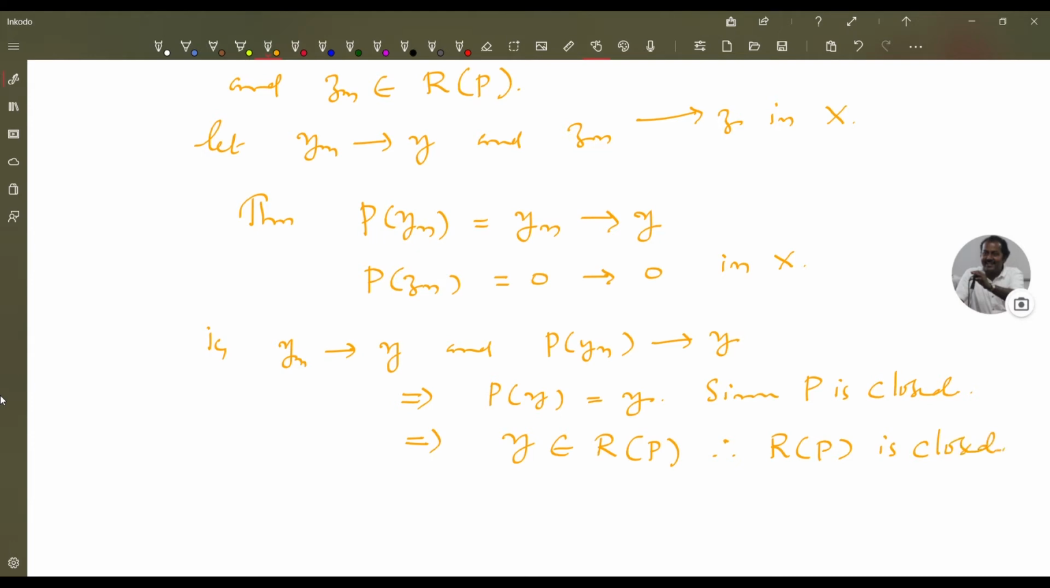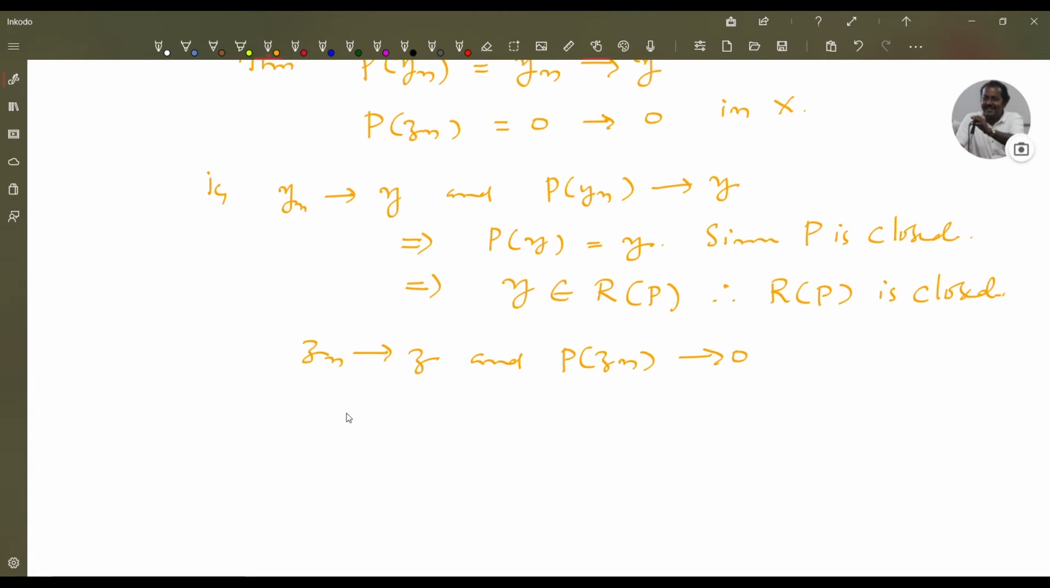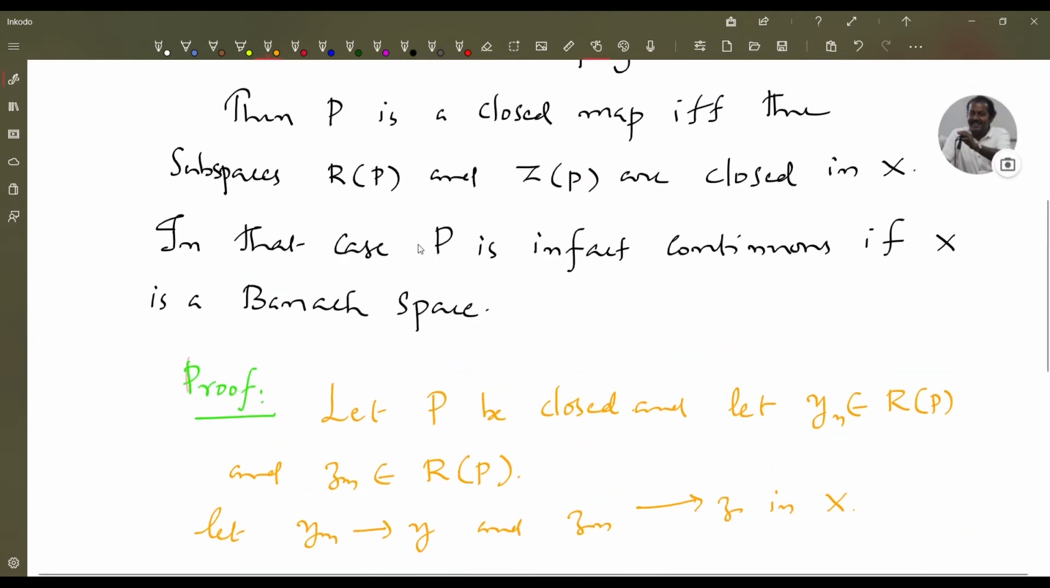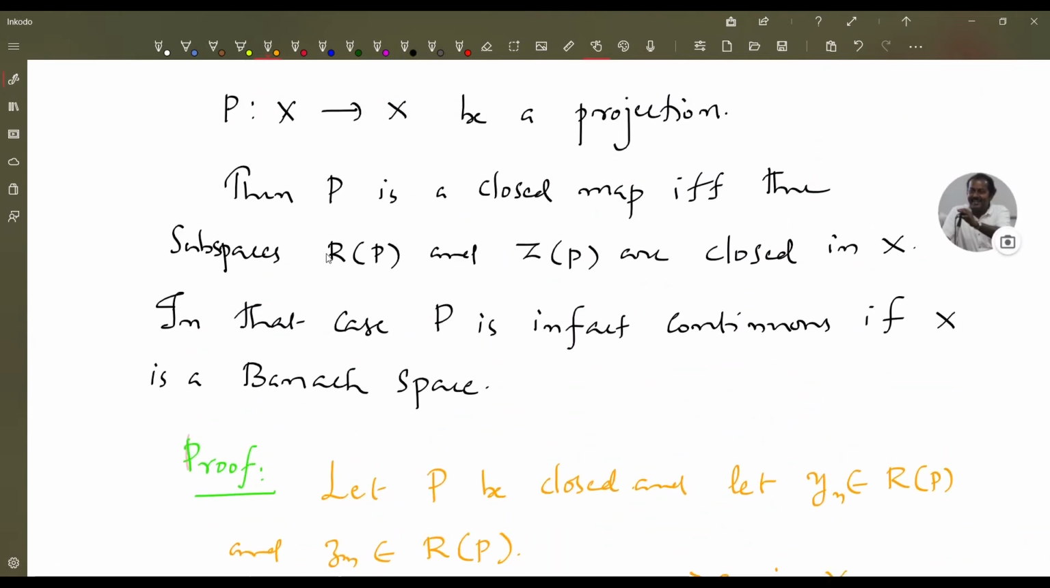Now, on the other hand, we have P of Zn converges to 0. Therefore, P of Z is equal to 0 since P is closed. P of Z equal to 0 implies Z belongs to the zero space of P. We have a sequence Zn in Z of P such that Zn converges to Z. Now you have Z belongs to Z of P. So this implies Z of P is closed. So one part is over, that is, if P is closed, then R of P and Z of P are closed.